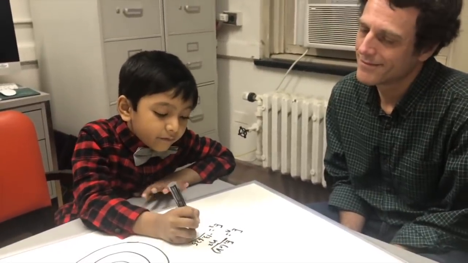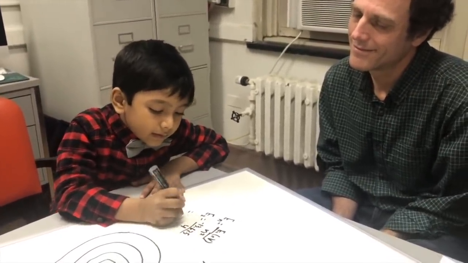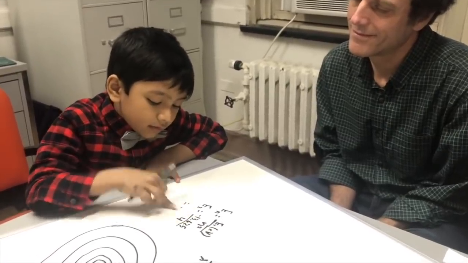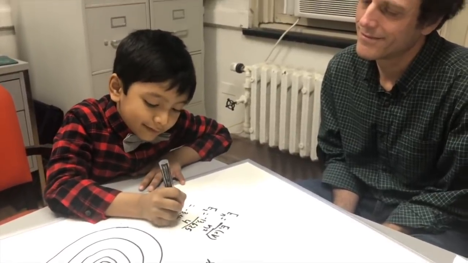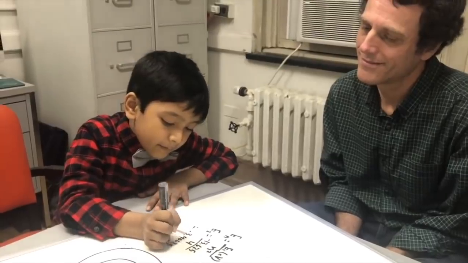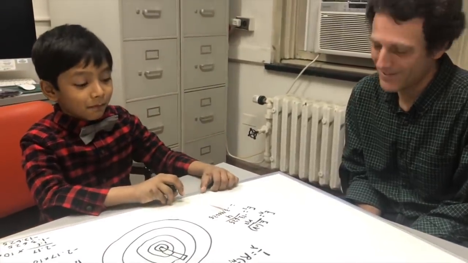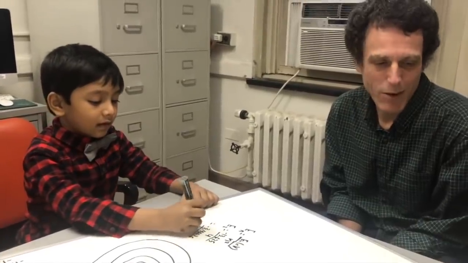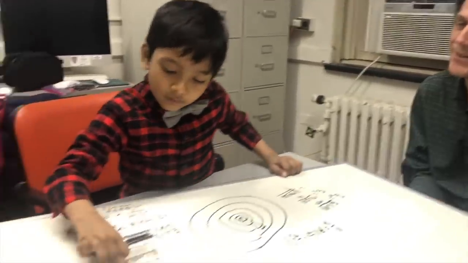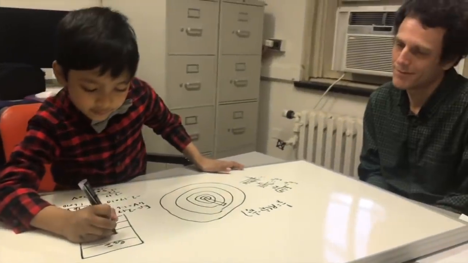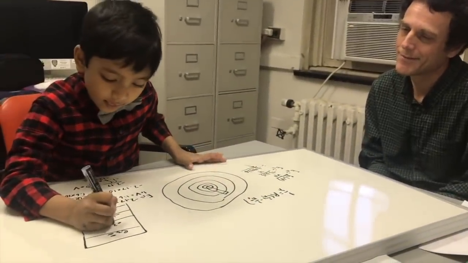Negative 13.625 over 4, so negative 3.40625. I see. So that's how you get E2? Mm-hmm. Very good. How about E3? So let's put the value of E2 here. Good idea.